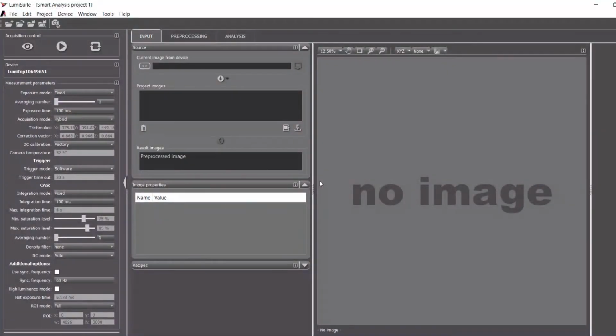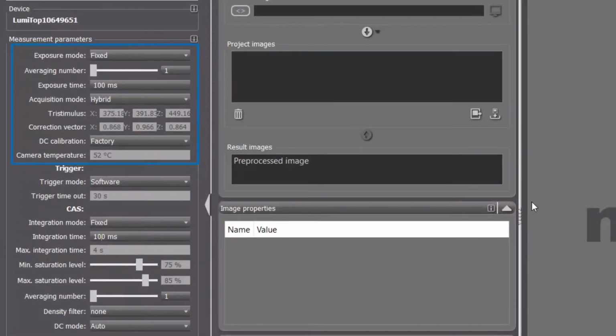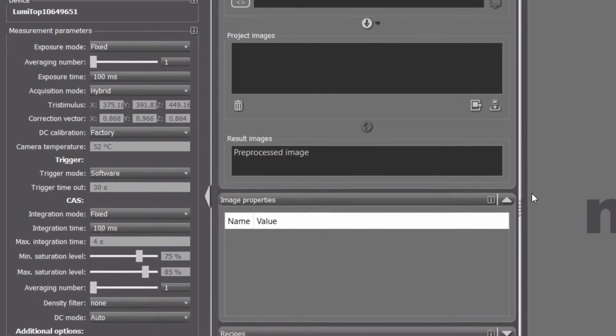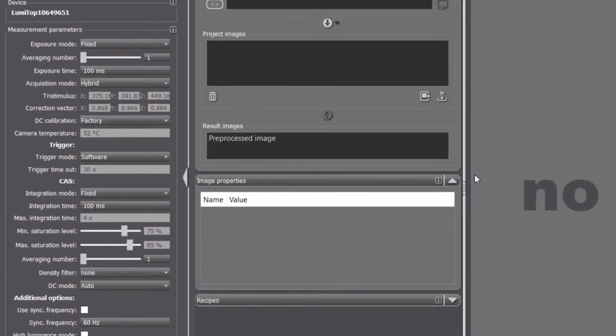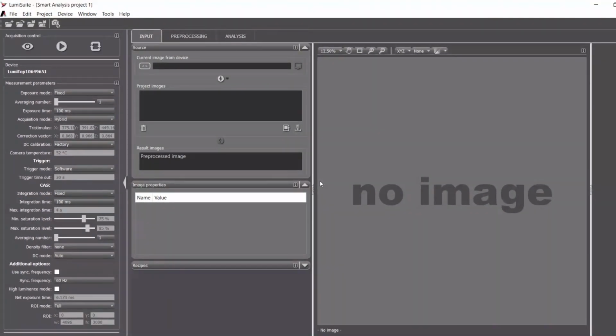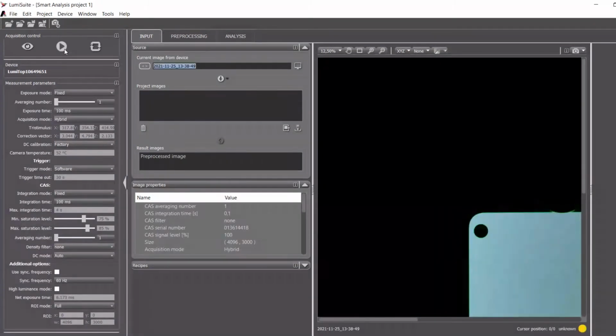Here you can see the LumiSuite interface. And on the left-hand side, you can see the measurement parameters of the camera and the spectrometer. As you can see, the default setting of exposure mode is set to fixed for the Lumitop and the spectrometer as well. And the exposure time is set to 100 milliseconds. If we keep these default parameters and acquire an image of a smartphone with approximately 400 candelas per square meter, the image may already be overexposed.